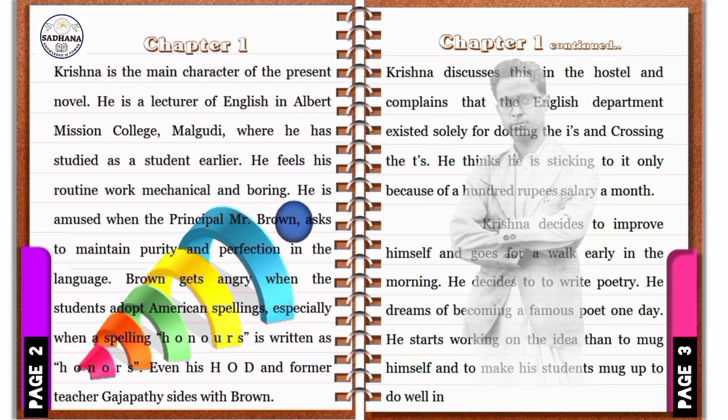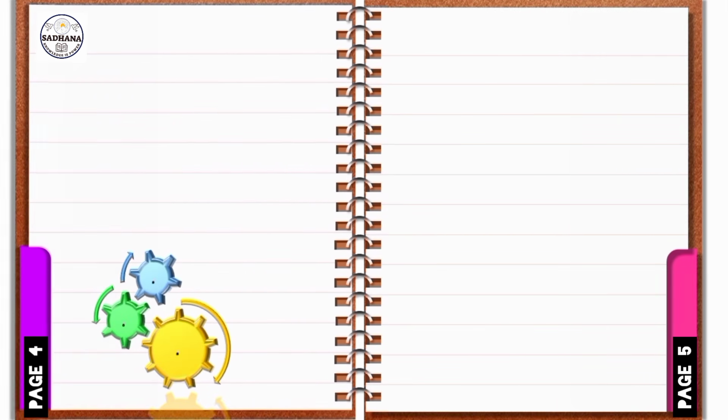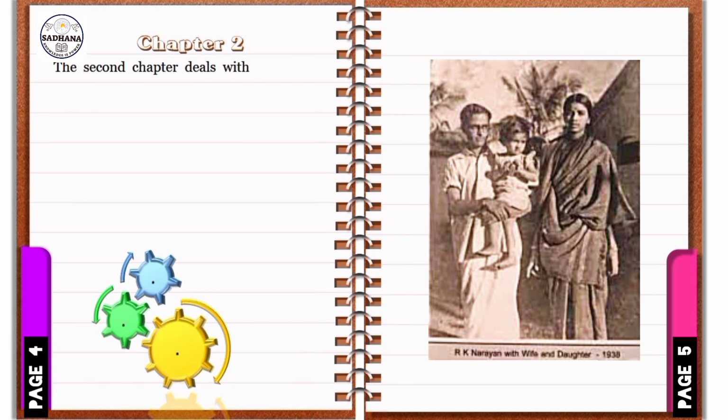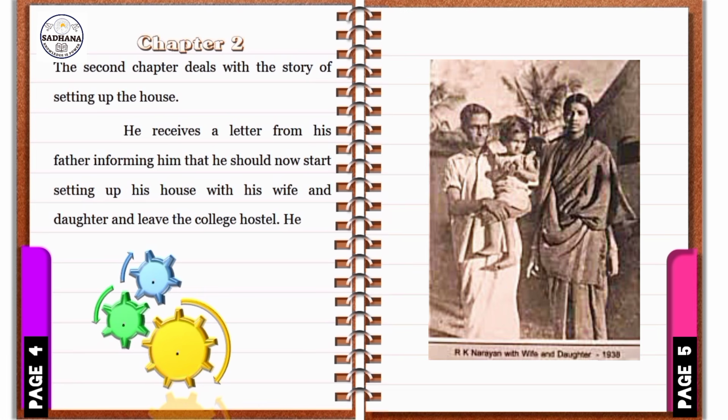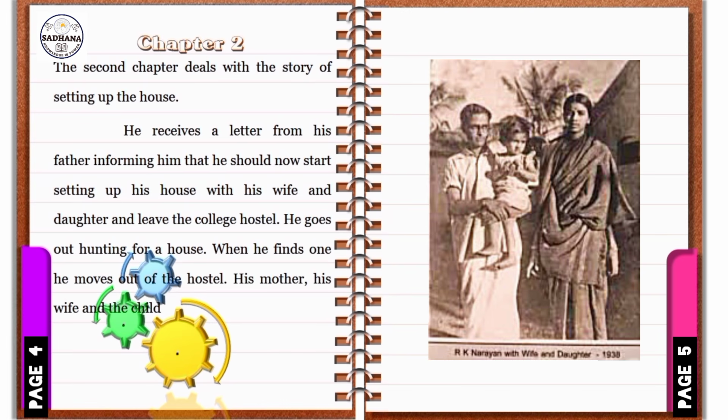Chapter 2. The second chapter deals with the story of setting up the house. He receives a letter from his father informing him that he should now start setting up his house with his wife and daughter and leave the college hostel. He goes out hunting for a house. When he finds one, he moves out of the hostel. His mother, his wife and the child arrive and he starts his own household.